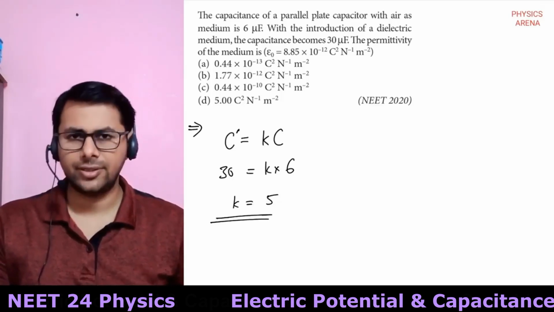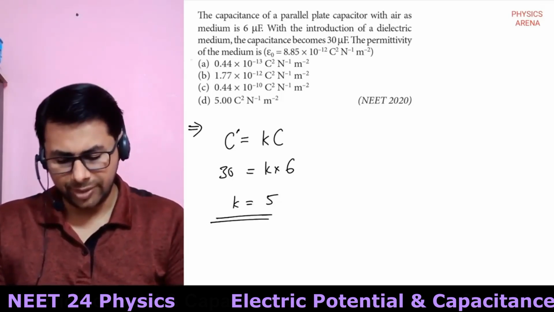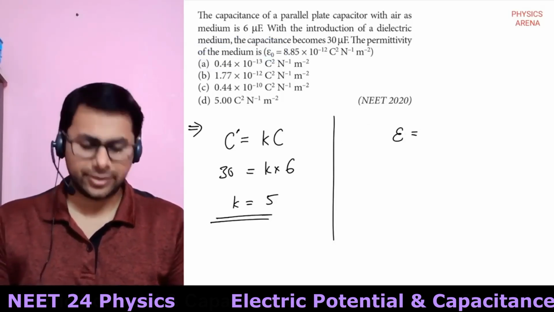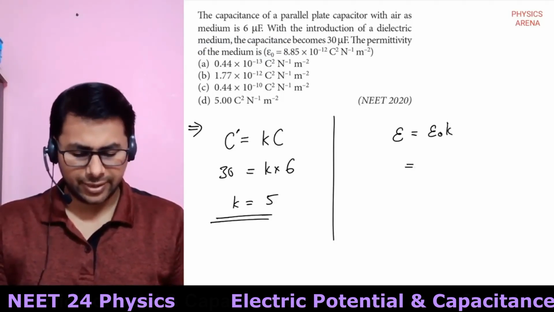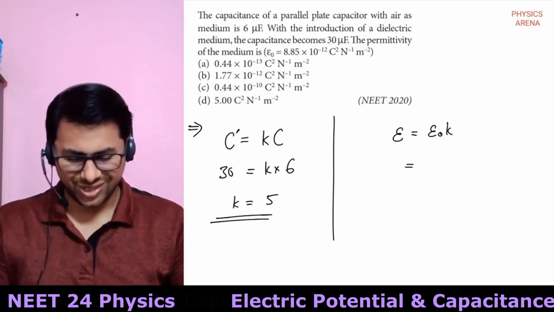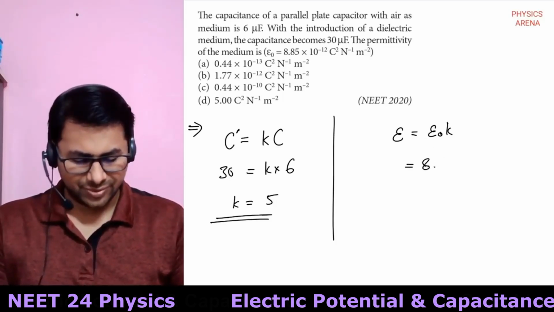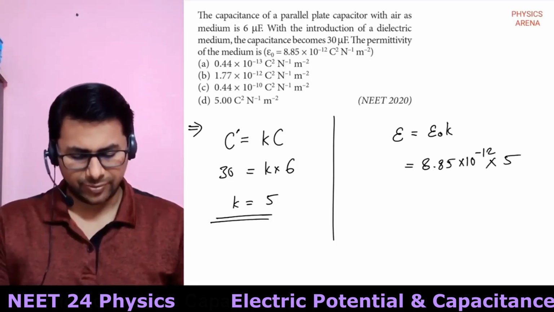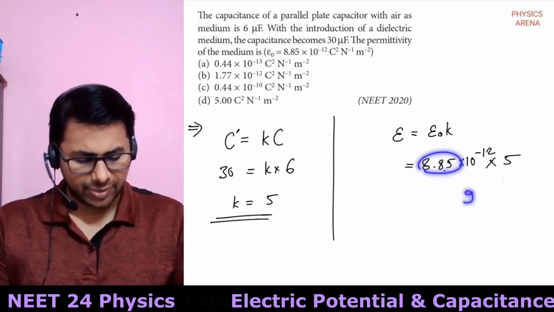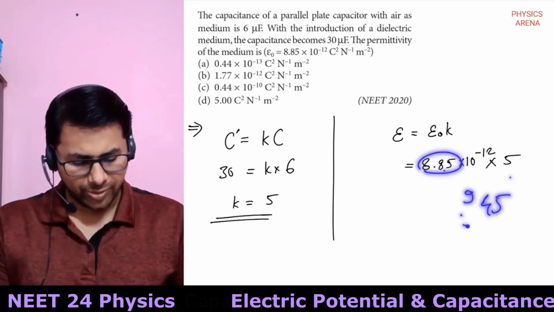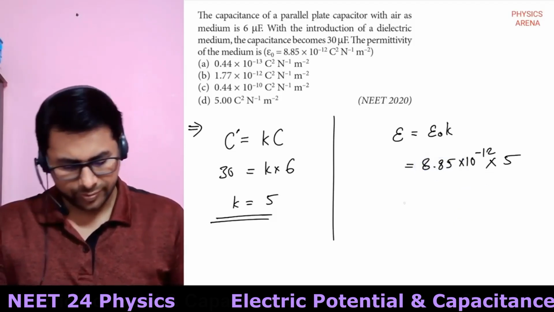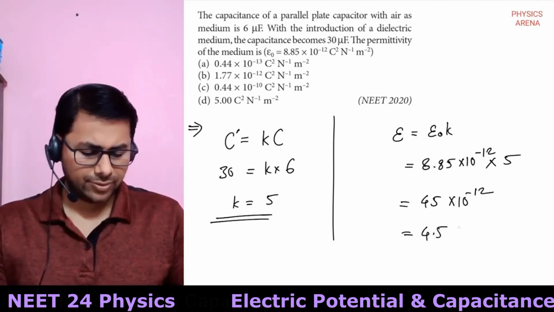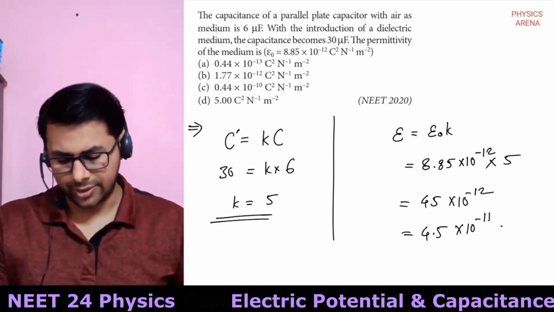But do you want the dielectric constant? No, you want the permittivity. So what is permittivity? It is epsilon, epsilon naught K, right? Epsilon naught is 8.85 multiplied by 10 raised to minus 12, into 5. So this will be almost 9 times 5, you can say 45. So 45 times 10 raised to minus 12, or 4.5 into 10 raised to minus 11. This is the answer.